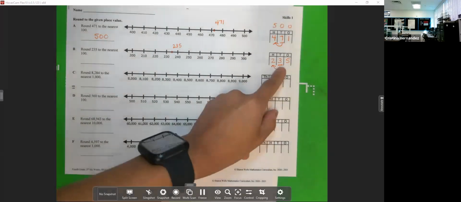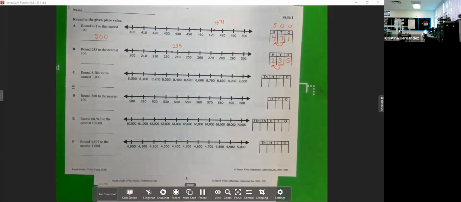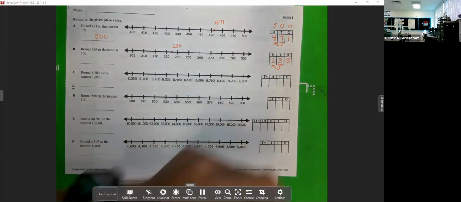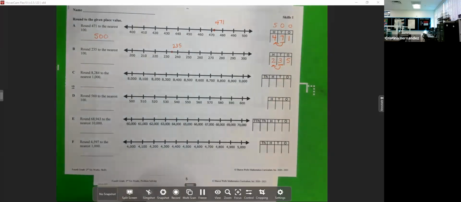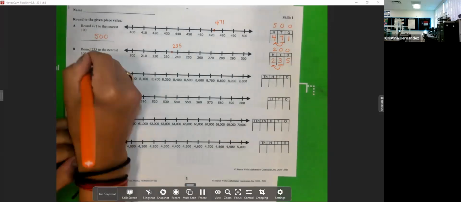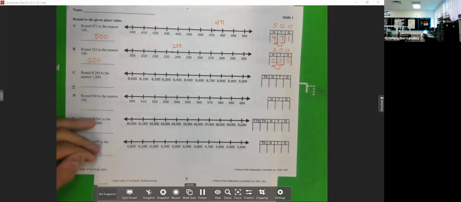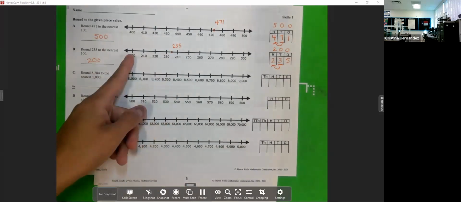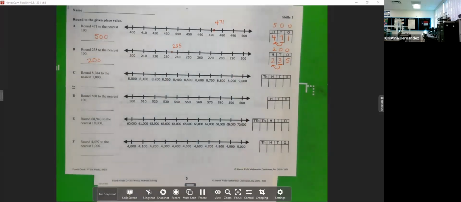So, 5 or more, raise a score, 4 or less, let it rest. So we're kind of letting it rest. So what does this become now? 200, yeah, it would be 200, and you put 2 zeros back there. Good job. And you can tell on here because it's closer to 200 than it is to 300, if you're looking at it that way. You got B right?